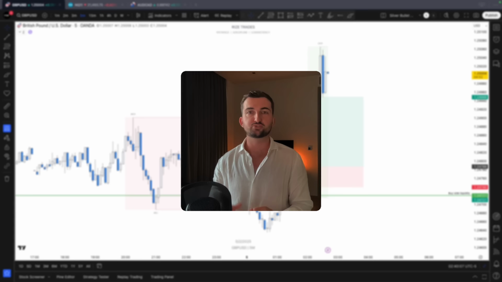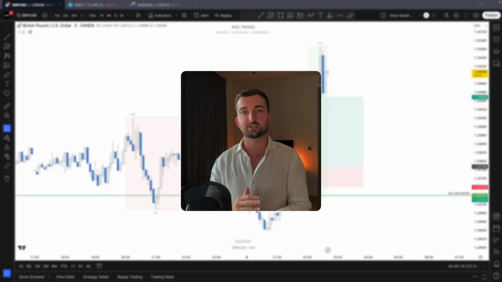This strategy proves how simple trading can be. It doesn't require you to learn 100 different concepts. Fair value gaps, time-based liquidity, and market structure is all you need. Trade one asset and one session for 60 to 90 minutes per day.